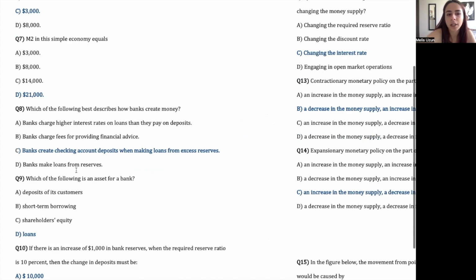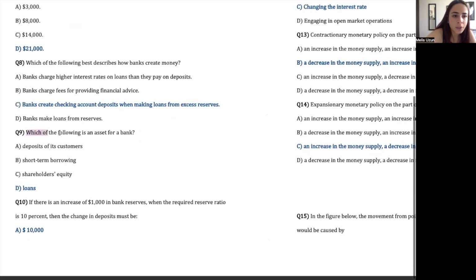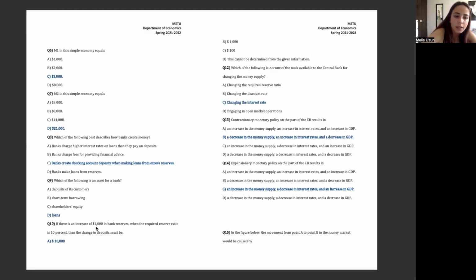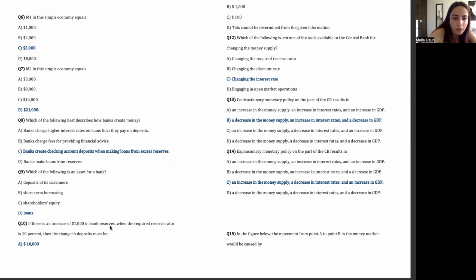Which of the following best describes how banks create money? Banks create checking account deposits when making loans from excess reserves. It is the best description. Which of the following is an asset for a bank? It is loans.